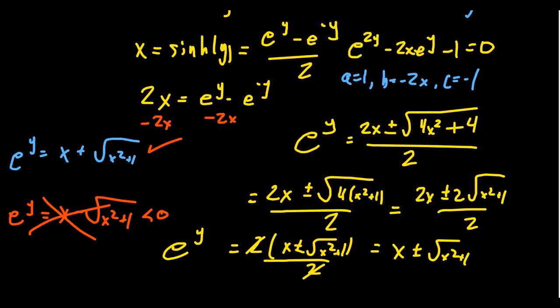Turns out this is the possibility we have to proceed with, for which then to solve for y, if you take the natural log of both sides, you'll end up with y equals the natural log of x plus the square root of x squared plus 1, like so.